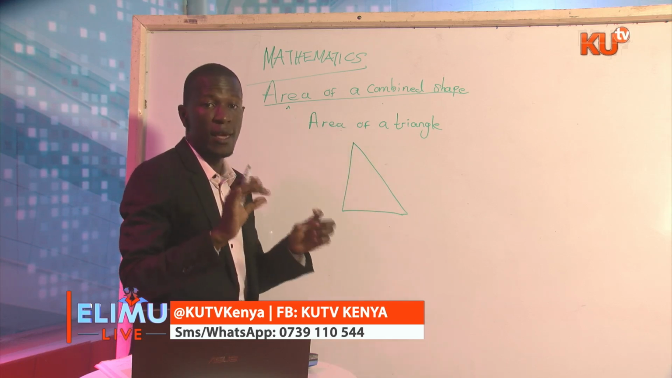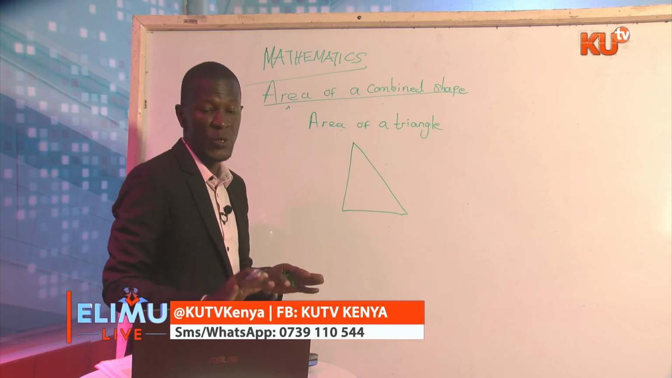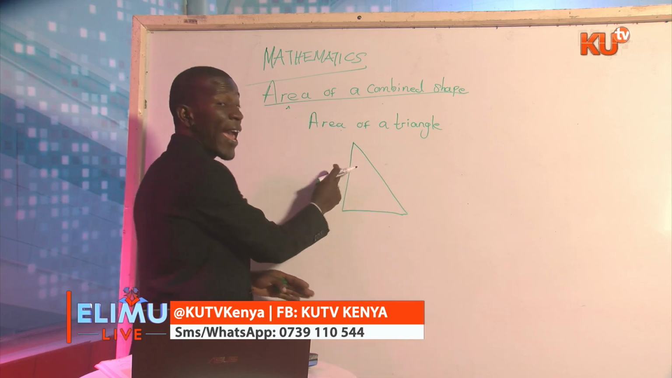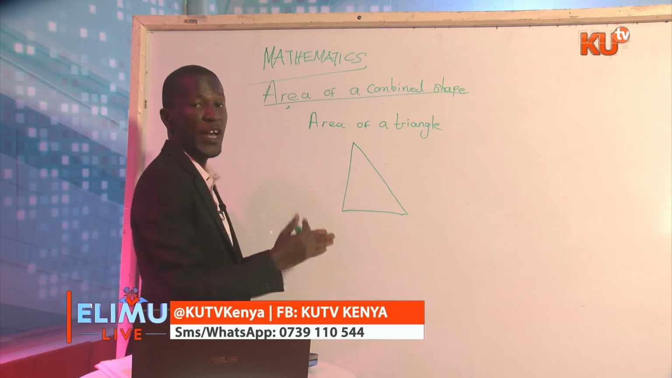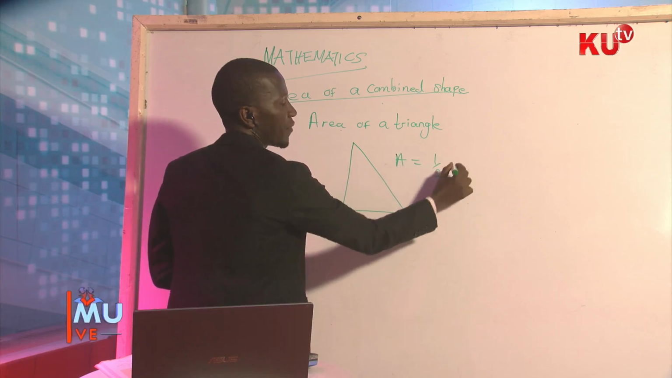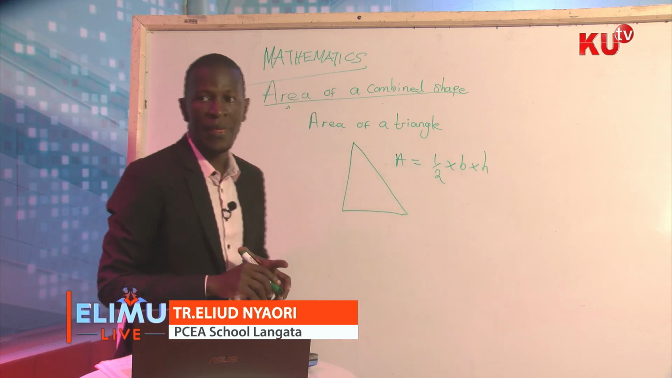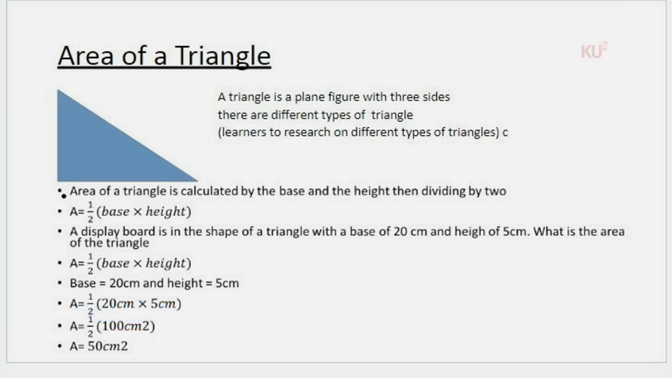So when you're looking at the area of a triangle, we don't use any measurement of the hypotenuse. We use height and base. And the formula of finding the area of a triangle is equal to a half times base times height. That is the formula which we are using. As you can see on your screen, area of a triangle is calculated by finding the base, multiplying the base and height, then divide by 2. That is a half times base times height.